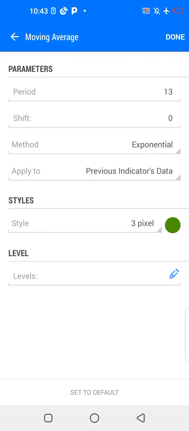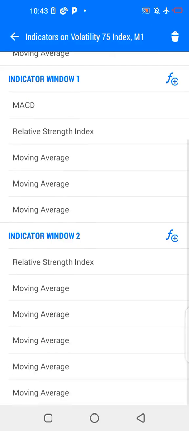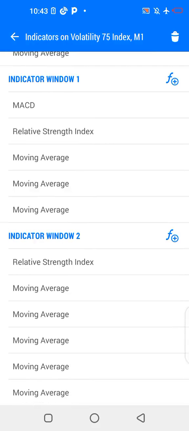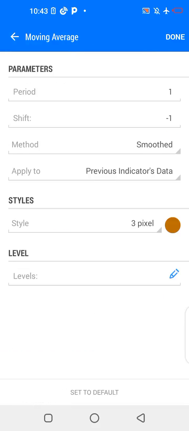You have 13 period moving average. Method is exponential. Apply to previous indicators data. And the color is green. And we have 73 period moving average. Method is exponential. Apply to previous indicators data. And the color is blue. Then we have 1 period moving average. Shift is -1. Method is smoothed. Apply to previous indicators data. And the color is brown.